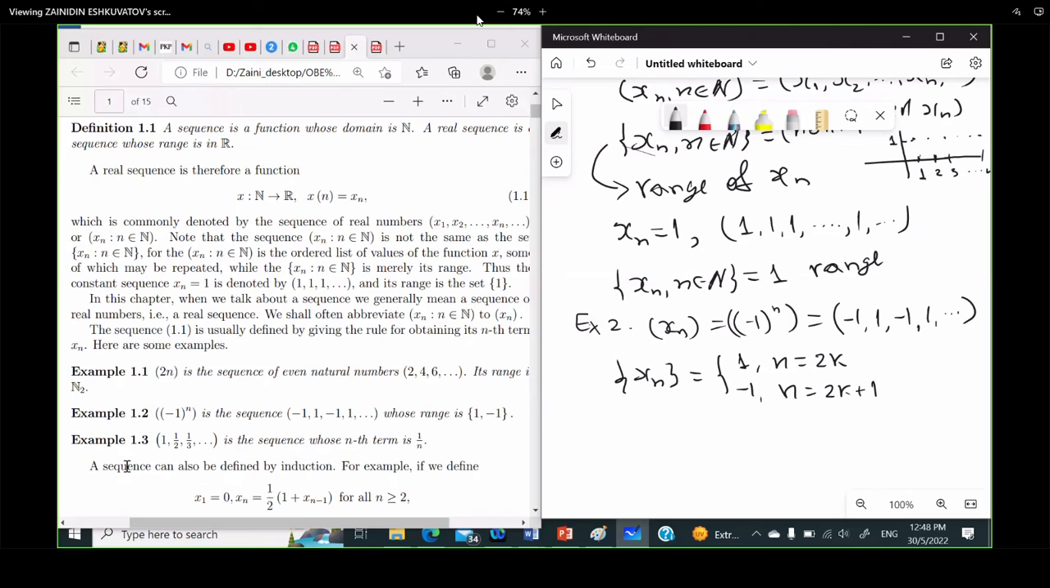Now example 3: the sequence whose nth term is 1 over n. What about its range, and what about the domain? If xn is given as 1 over n, then if I list down, it is 1, 1 over 2, 1 over 3, and so on, 1 over n, and so on. So what do you think? What about the range of this?